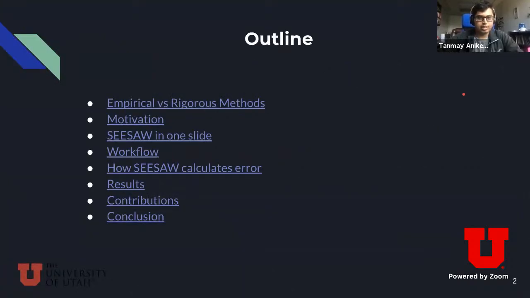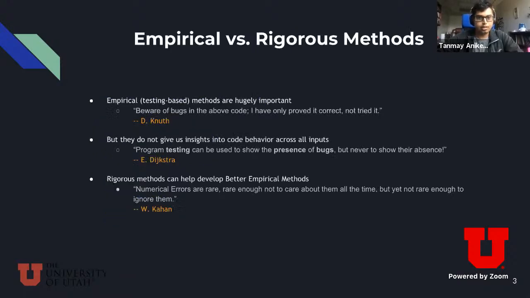Here is how the talk is organized. I will summarize the motivation, explain Seesaw in one slide and how it calculates the error. And I will conclude with the results that we got, the contributions of the tool, and the conclusion. So we start by understanding the importance of rigorous methods. When we are testing programs, we generally employ empirical-based testing and ensure that we cover as many test cases as possible. But the problem with empirical methods is that they do not give us insights into the code behavior. We are simply sampling input points and running tests across all inputs.